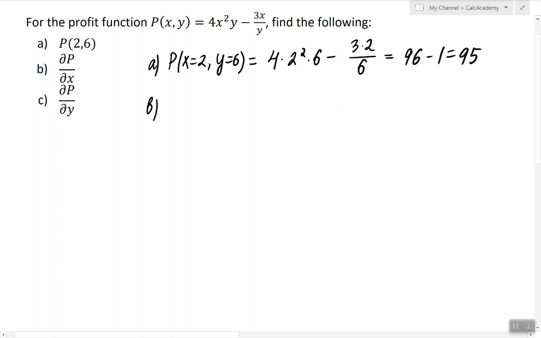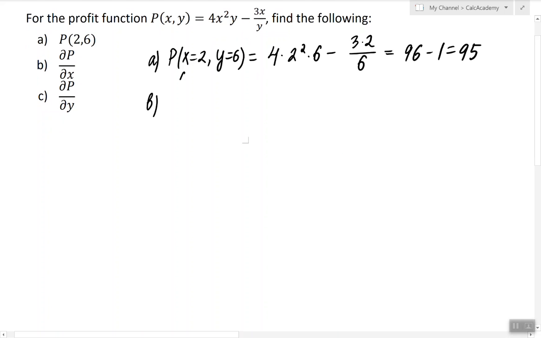Now, how do we find the partial derivative of a function of more than one variable? We treat everything but the given variable as a constant. So in our case, if I differentiate this function with respect to x, that means everything but x should be treated as a constant. That means I should probably think of my function like this, where 4y is the coefficient of x squared and 3 over y is the coefficient of x. And now we can differentiate it with respect to x.